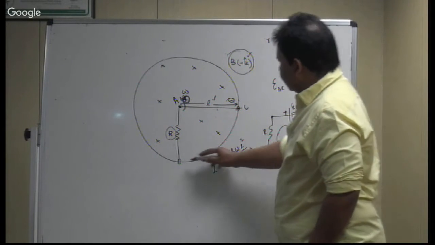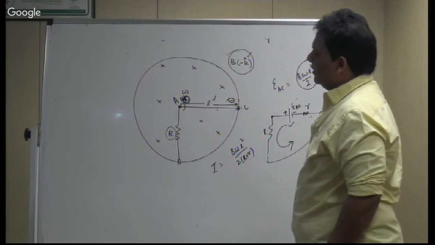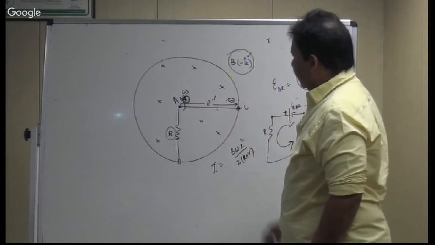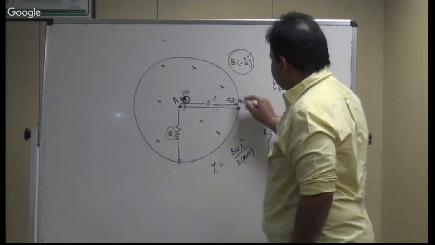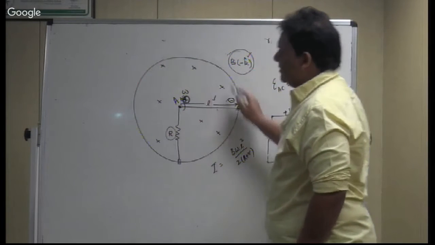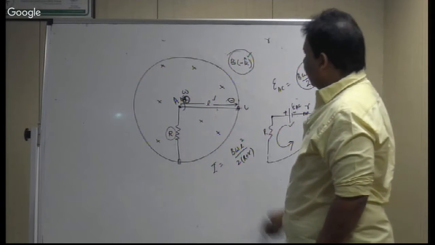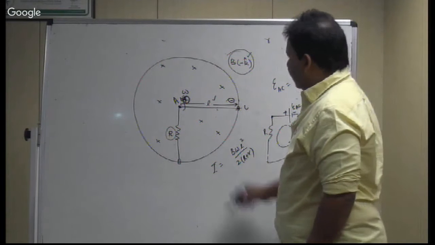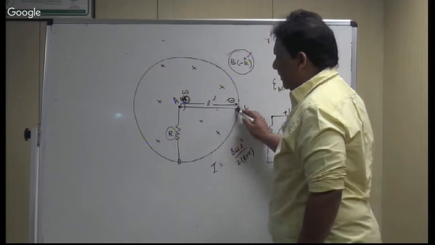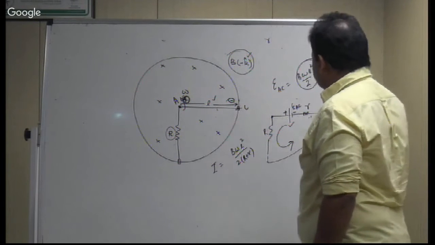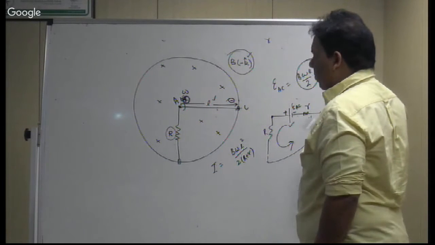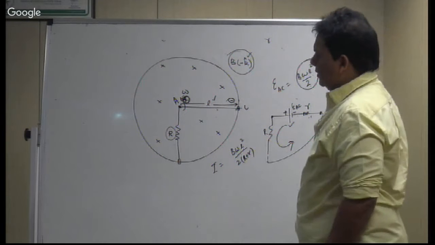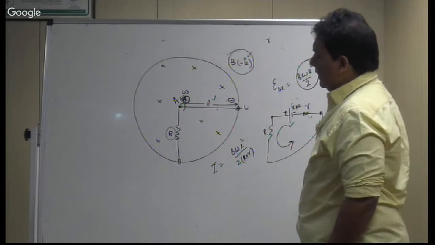Now, since these 2 points lie on a conducting surface or a conducting ring, and similarly this point and this point also lie on the conducting ring, that means these two are at the same potential. So I can simply connect them with a zero resistance wire like this.